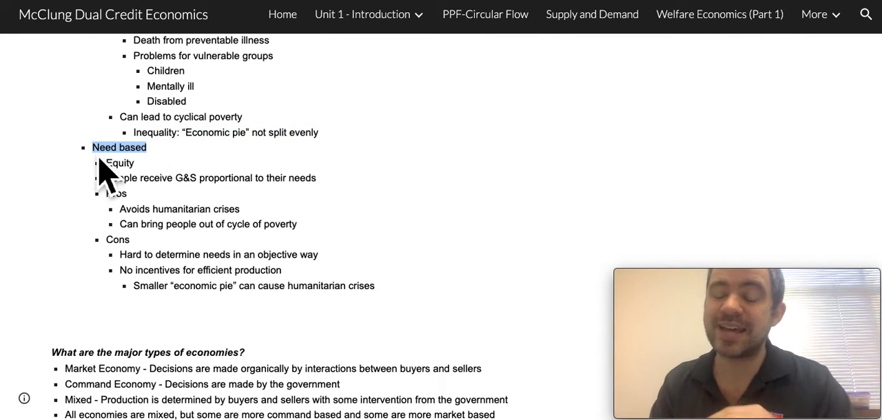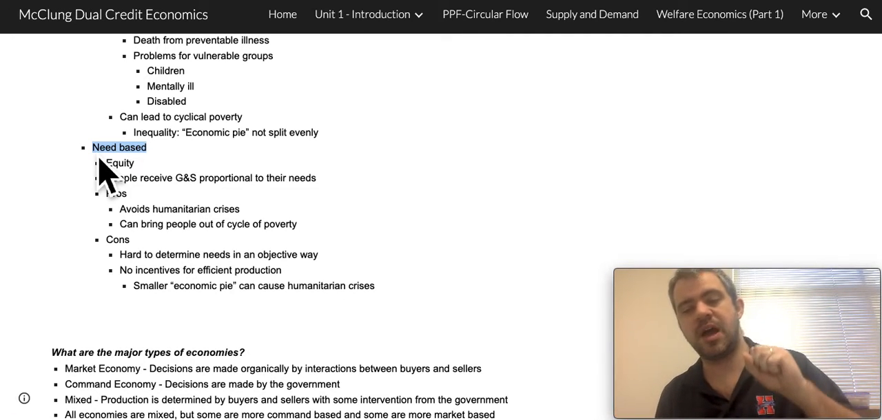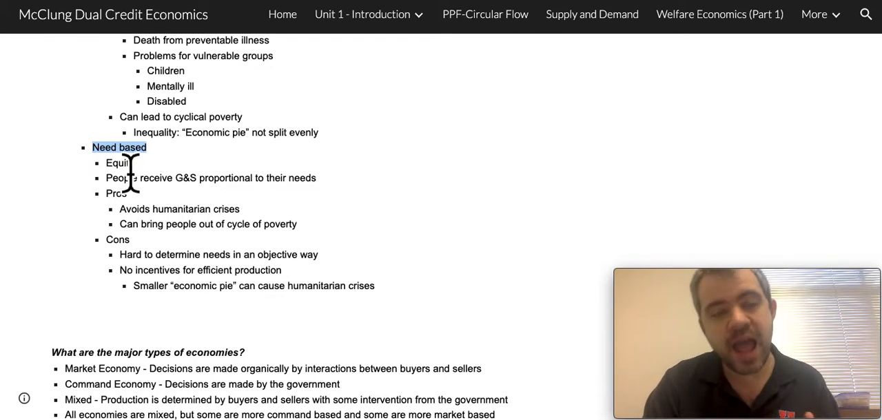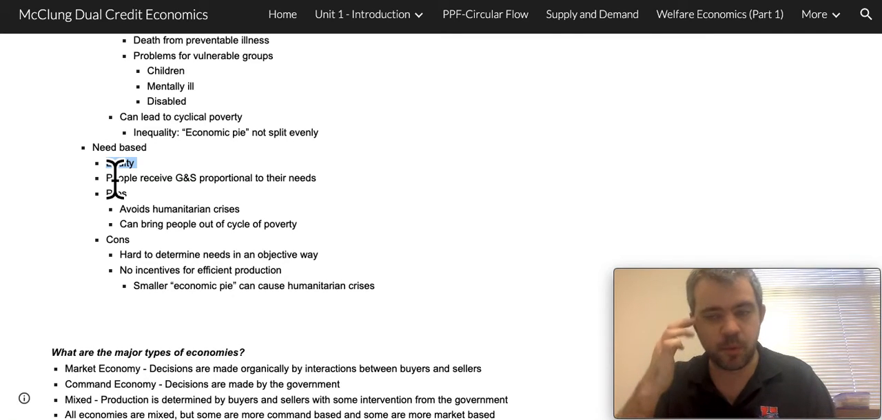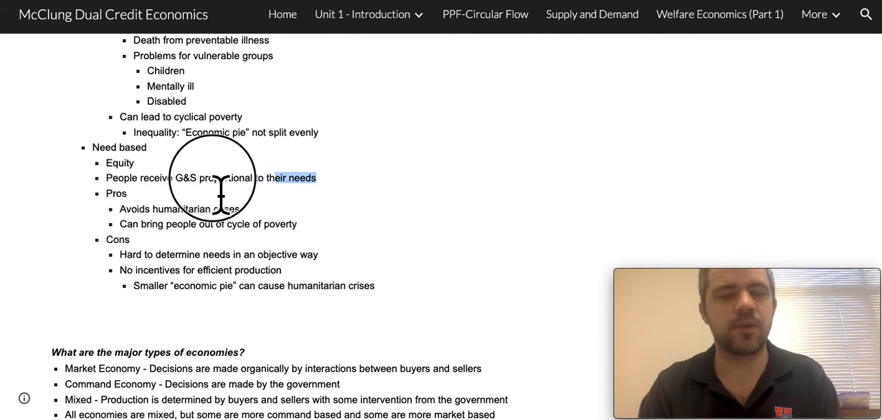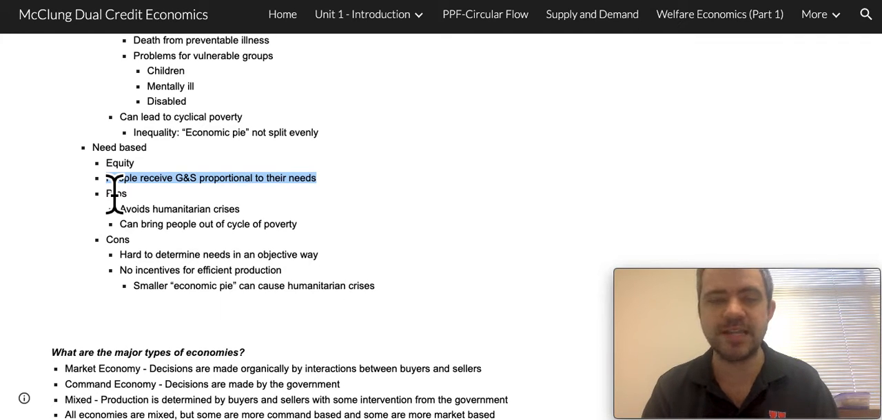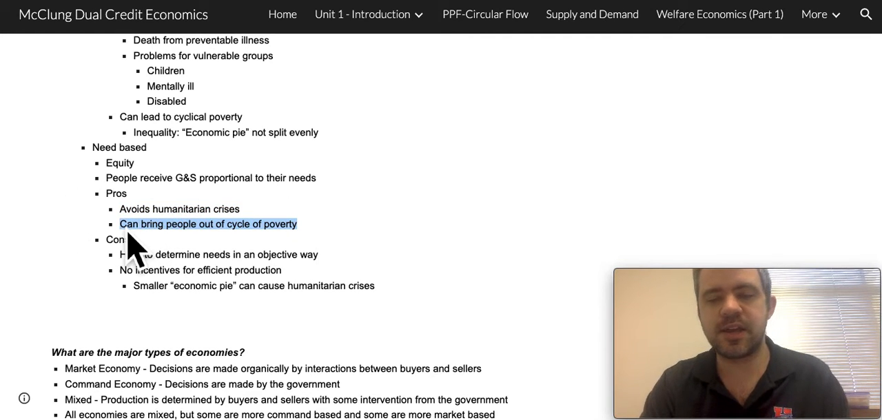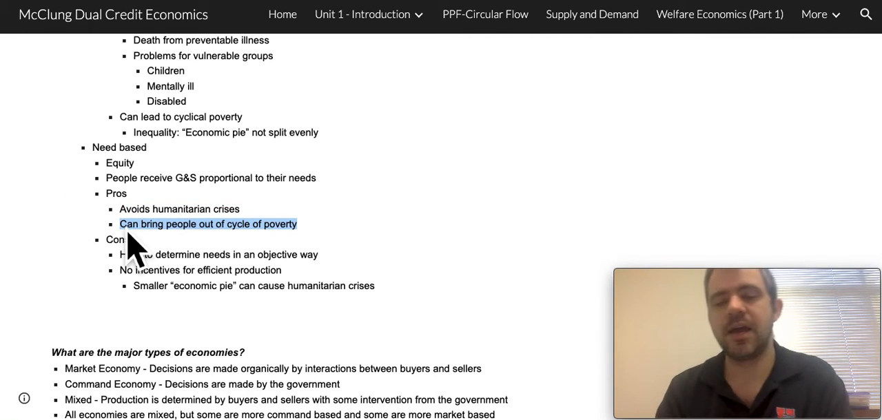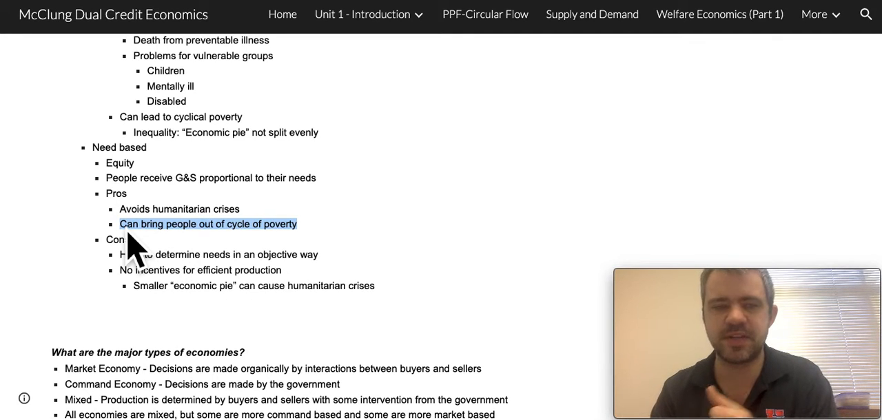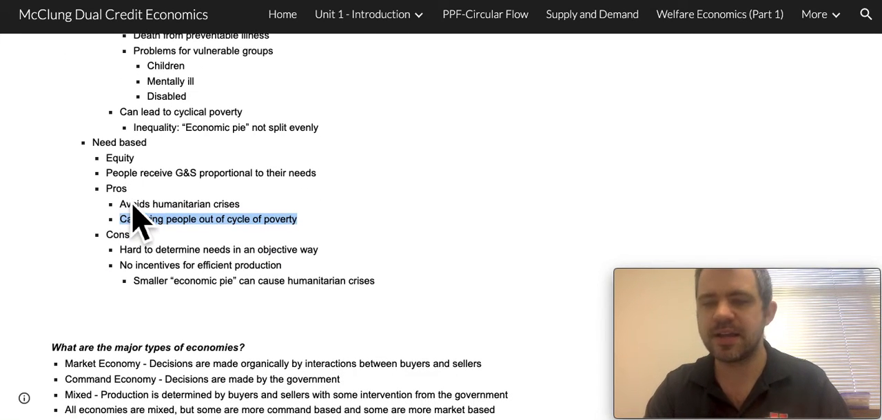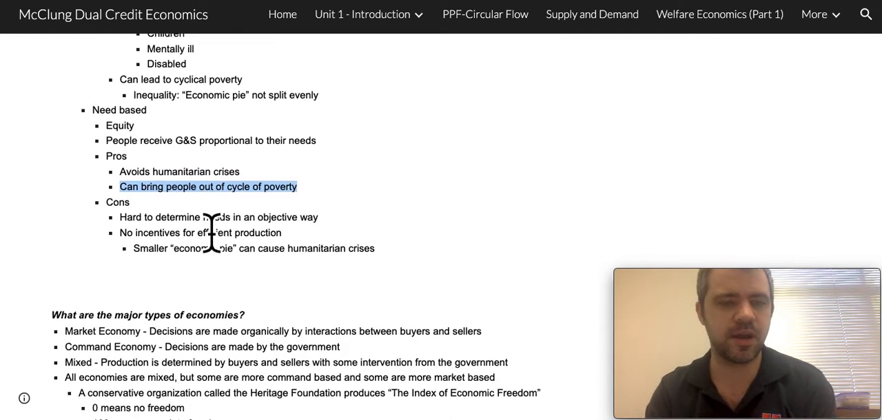The other system is kind of a needs-based system of distribution, where we go, okay, what do people need? So let's give the people what they need. And in a lot of ways, this can be seen as a more equitable system. People are receiving goods and services proportional to their needs, which potentially could stave off some of these crises, can bring people out of poverty, but there's some significant problems here. I feel bad. I didn't mean to have a small list of pros and a long list of cons here, because that doesn't really tell the whole story.